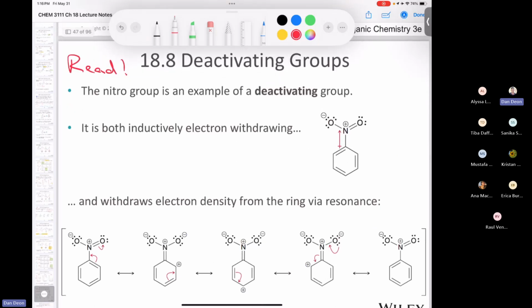And so what I wanted you to read for today was the section on deactivating groups. And a deactivating group, you can imagine, is the opposite of an activating group, in that deactivating groups are not electron donating, they're electron withdrawing. Now, what's one of the most electron withdrawing substituents you can even think of? One of the most is a nitro group. Nitro groups are extremely electron withdrawing. There are others, and we'll take a look at them, but nitro groups are notorious for being very, very electron withdrawing. Now, why would that be?